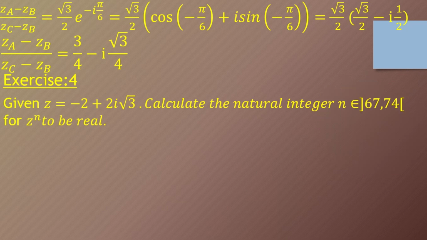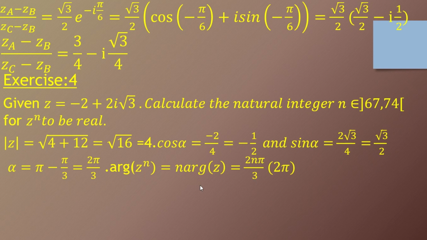Exercise 4. Given z equals minus 2 plus 2i radical 3, calculate the natural integer n between 67 and 74 for zn to be a real number. So we write z in exponential form. First, we have to find the modulus of z and the argument of z. So alpha equals 2 pi over 3. Argument of zn equals n times argument of z equals 2n pi over 3 mod 2 pi.